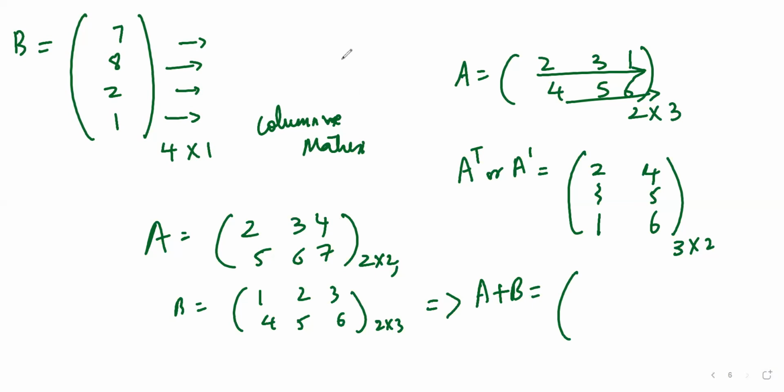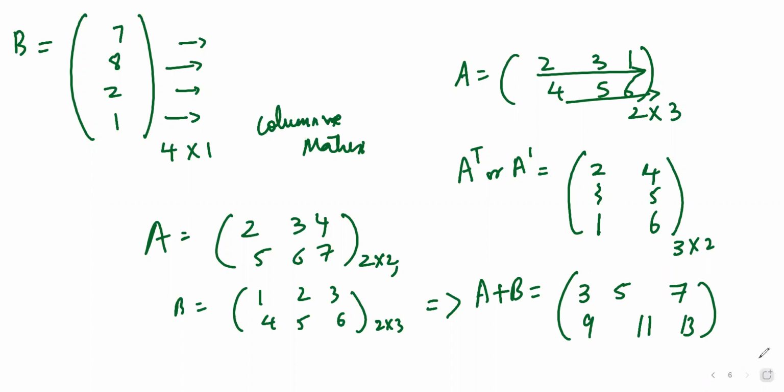Then you have to add the corresponding elements. 2 plus 1, 3 plus 2. Likewise, you'll be adding the corresponding elements. 3 plus 2 is 5. 4 plus 3 is 7. 5 plus 4 is 9. 6 plus 5, 11, 7 plus 6, 13. Adding the elements in the corresponding positions. Okay. So that is about addition. Likewise, subtraction also. We have seen this.